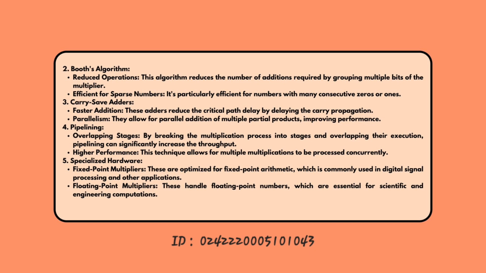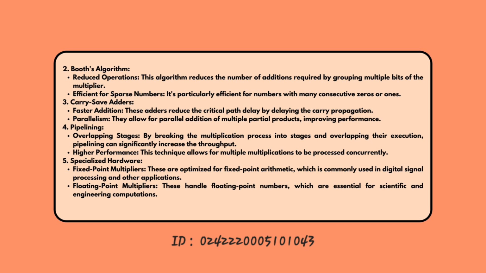Booth's algorithm, reduce operations. This algorithm reduces the number of additions required by grouping multiple bits of the multiplier. Efficient for sparse numbers. It's particularly efficient for numbers with many consecutive 0s or 1s. Carry save adders, faster addition. These adders reduce the critical path delay by delaying the carry propagation. Parallelism. They allow for parallel addition of multiple partial products, improving performance.